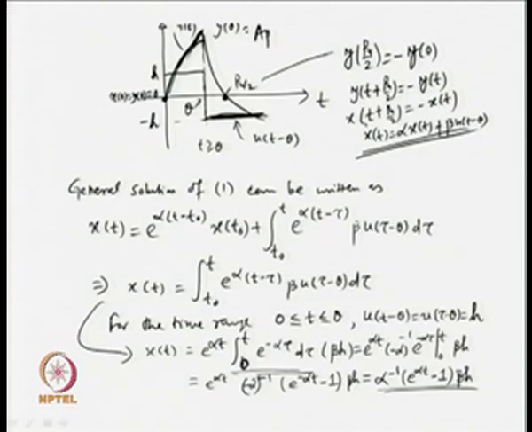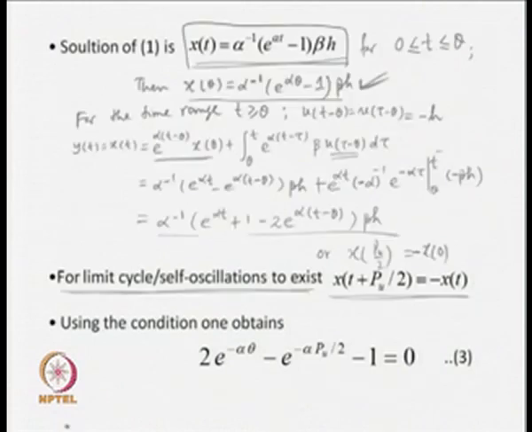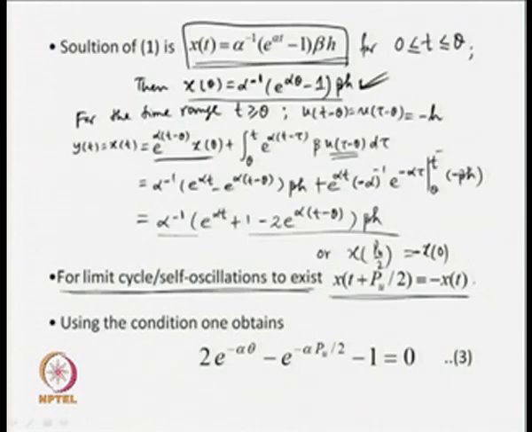The x 0 is equal to y 0, which is nothing but 0, because we start our analysis from time t equal to 0, at which we have the output of the system 0. Therefore, this is equal to 0. So, when I substitute t is equal to pi by 2.